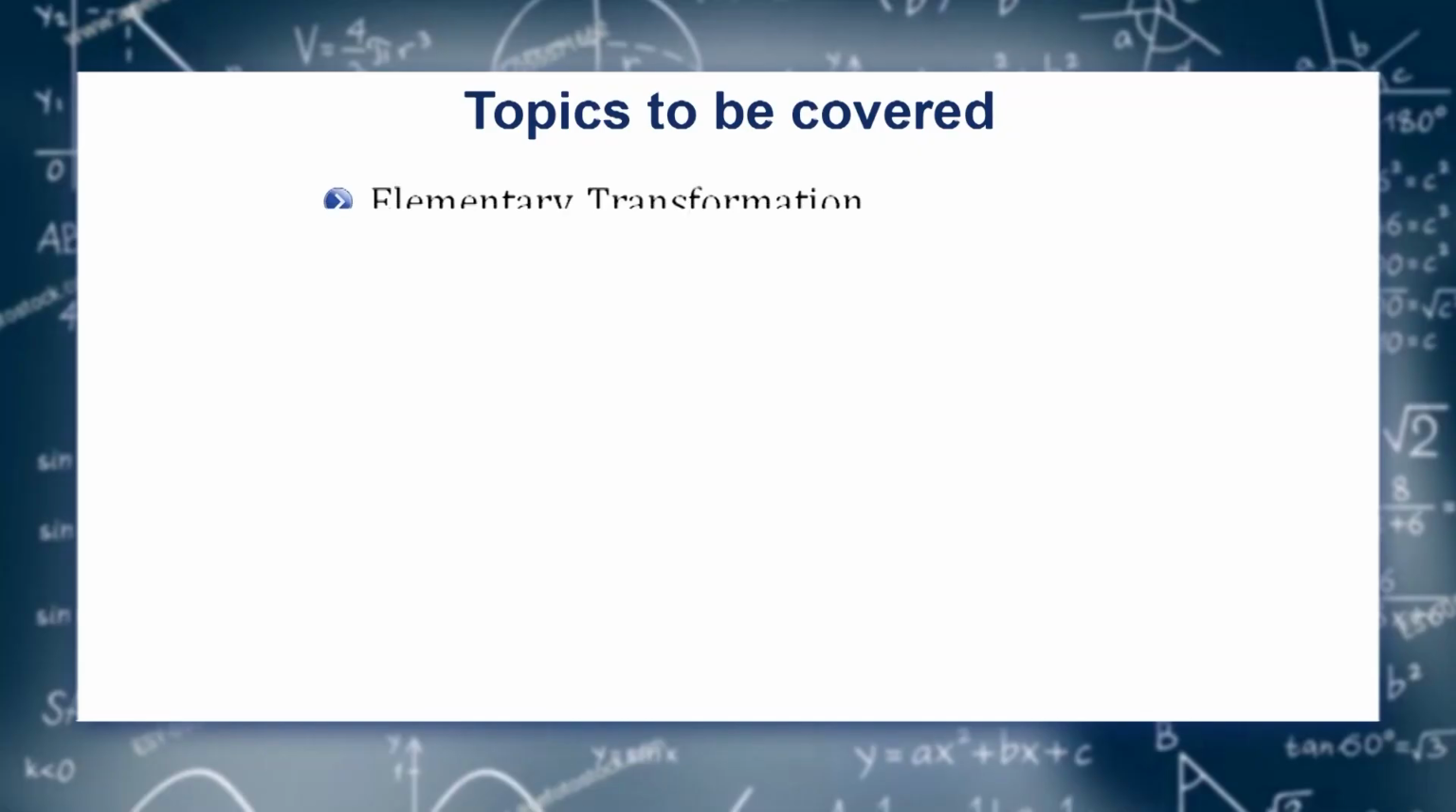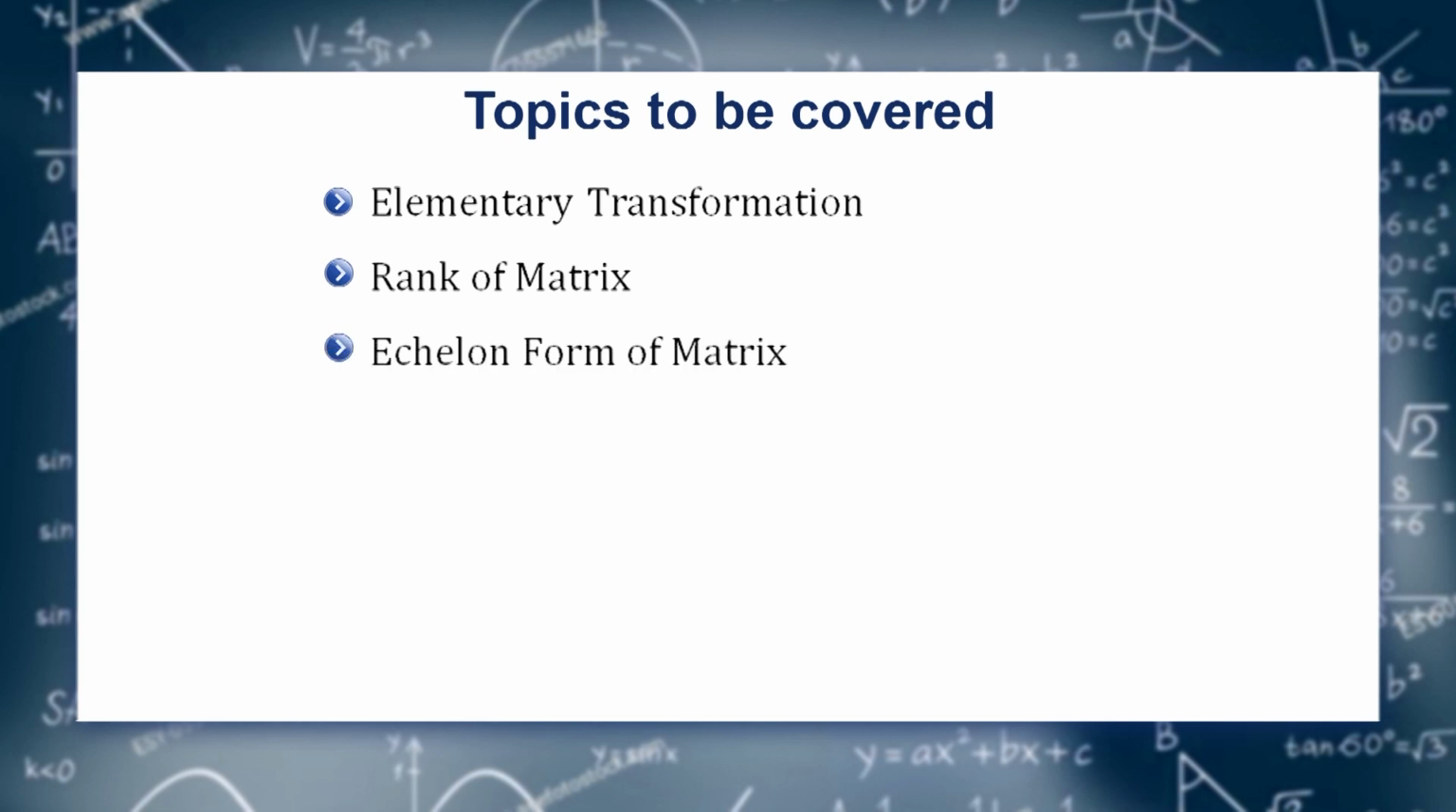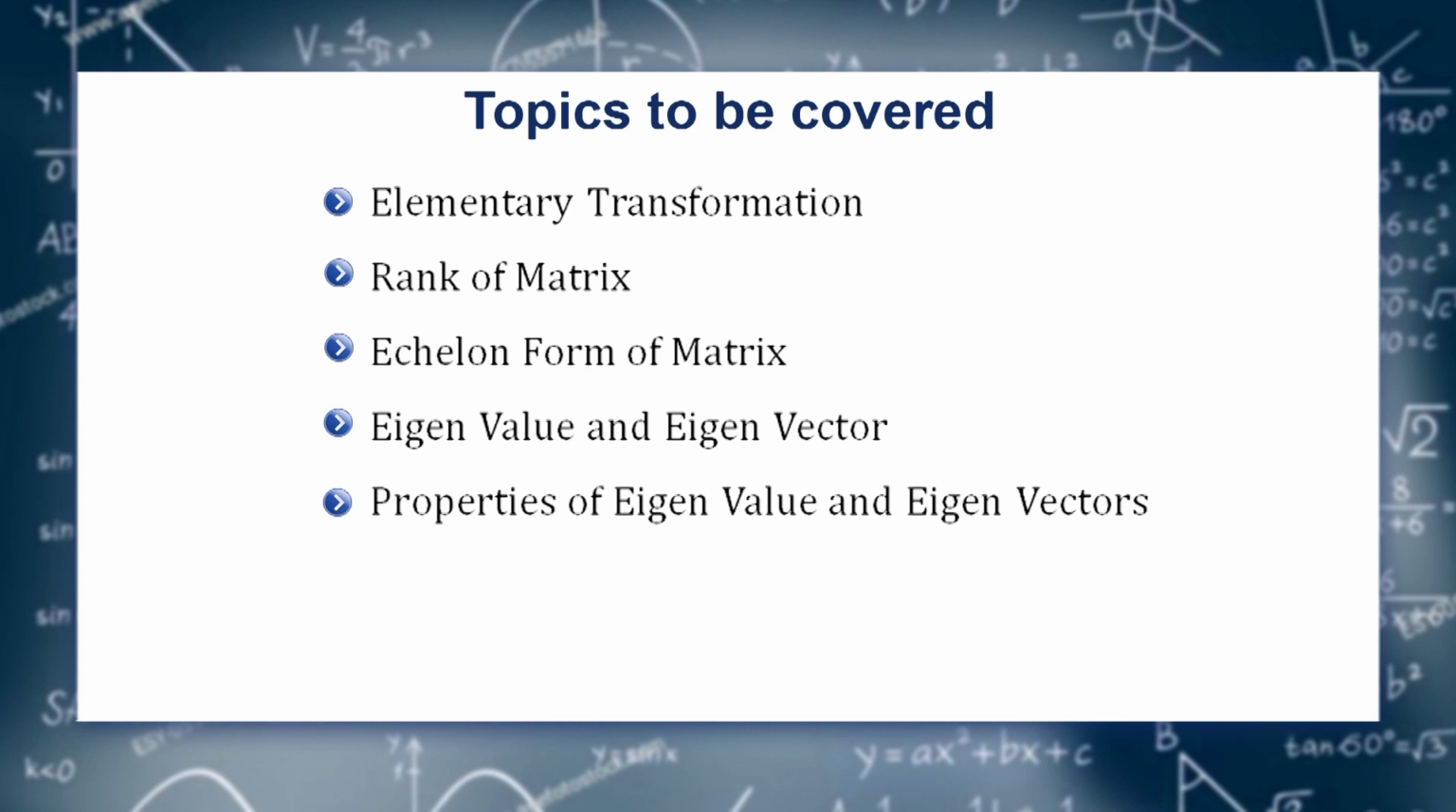In today's lecture we have to cover certain important topics: elementary transformation, rank of matrix, echelon form of matrix, eigenvalue and eigenvector, properties of eigenvalues and eigenvectors, and concept of vector algebra. All the things are related to vector space and vector algebra. So, our first topic, elementary transformation in matrices.